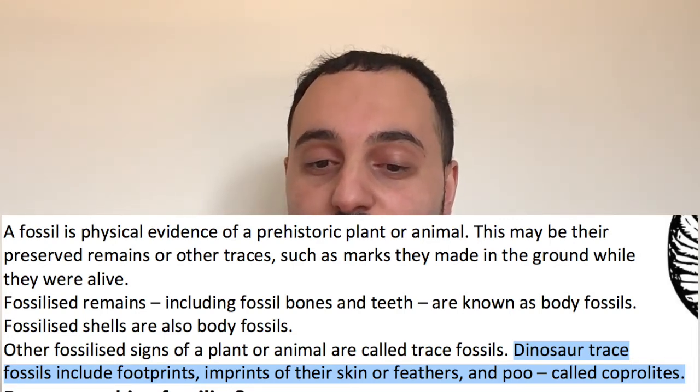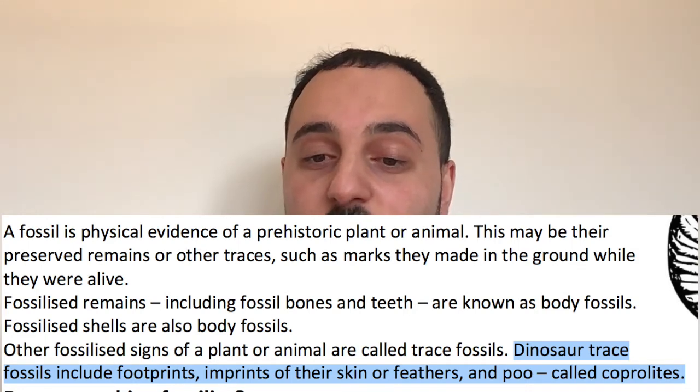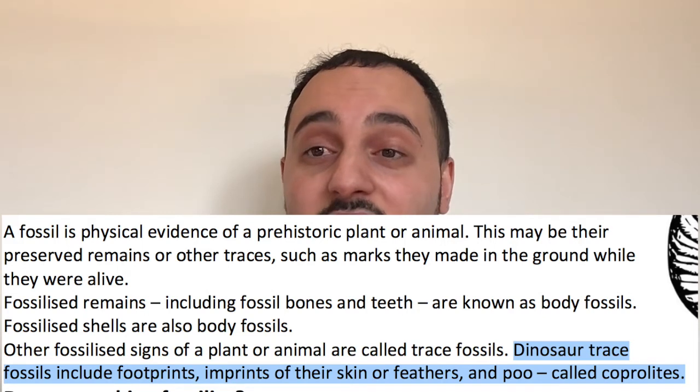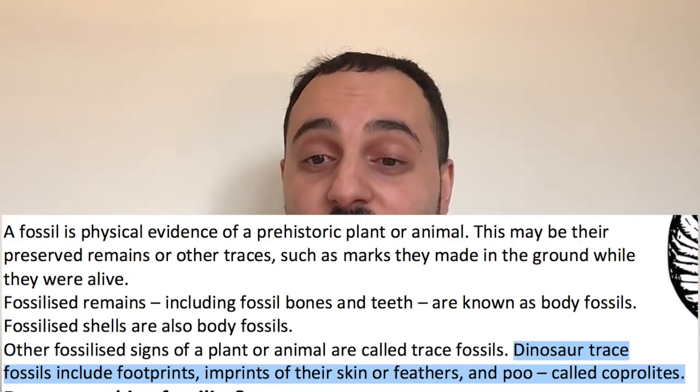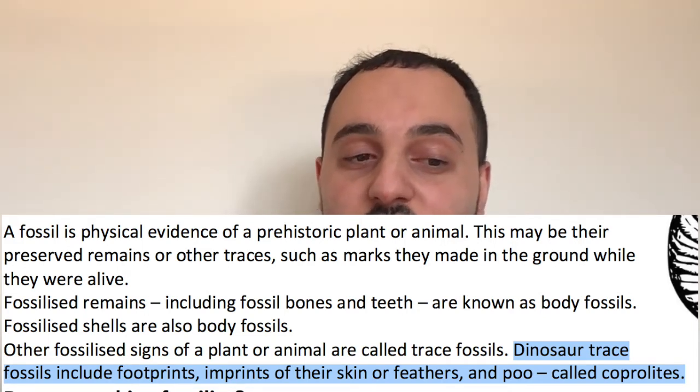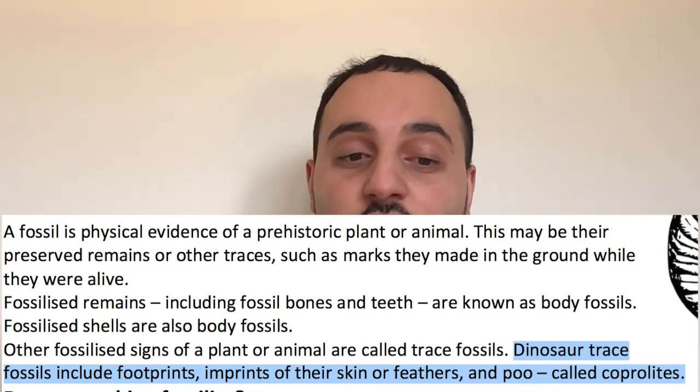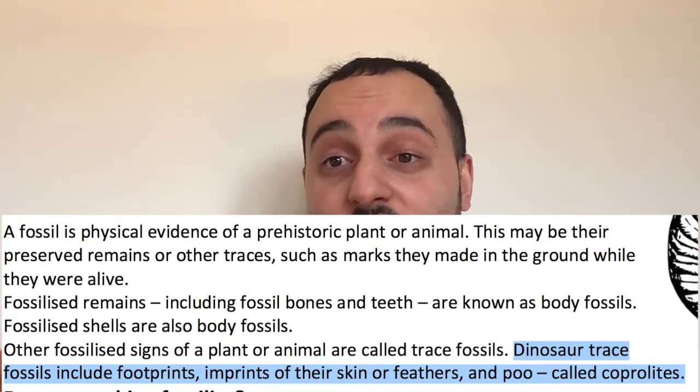So what's the question asking me to do? The question wants 2 examples of trace fossils. I just need any 2 of those, don't I? Any 2 from footprints, imprints of their skin or feathers, poo or coprolites, anything like that. Any 2 of those will get you the mark. You don't need all of them, just the 2 will get you the mark. So there you go.